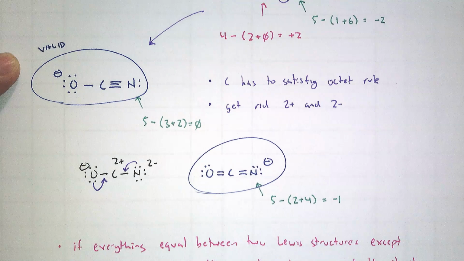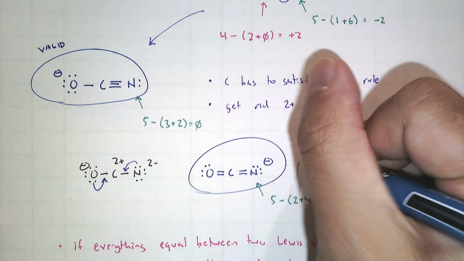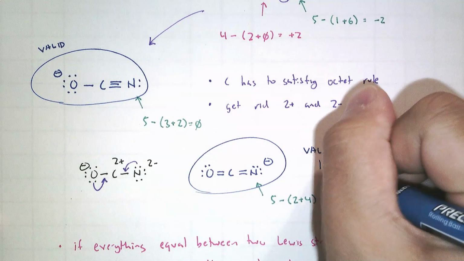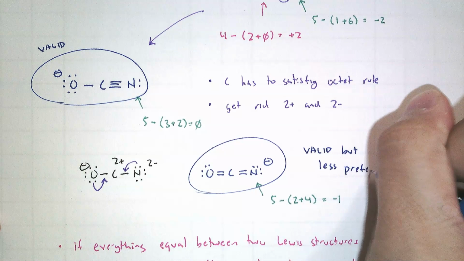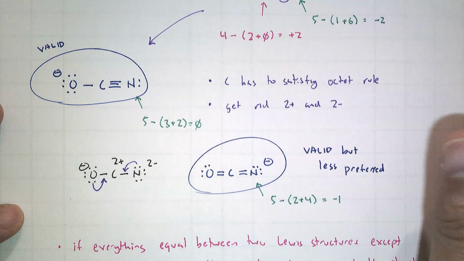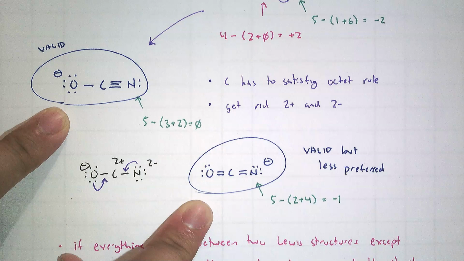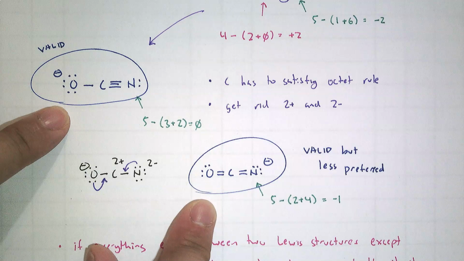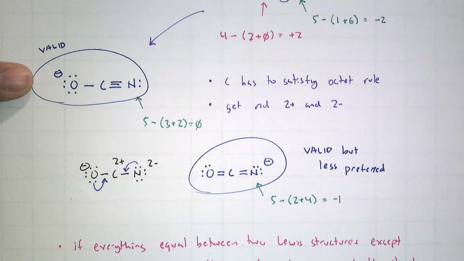This is a valid Lewis structure. This is a valid Lewis structure as well, but less preferred. What does that mean in terms of doing this on an exam? It will be hopefully obvious whether your professor wants you to draw all the valid Lewis structures or whether your professor wants to ask you what is the most preferred or the most valid Lewis structure, and it would be this one, the one I'm pointing at.